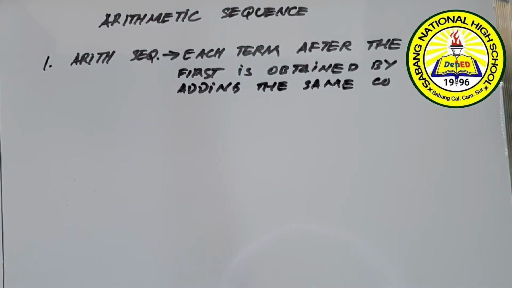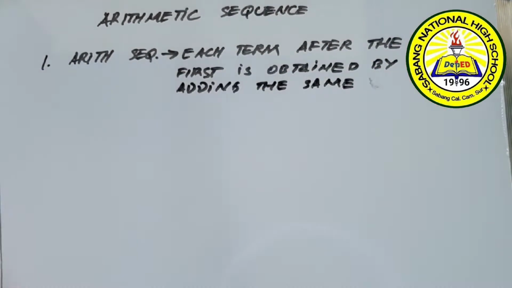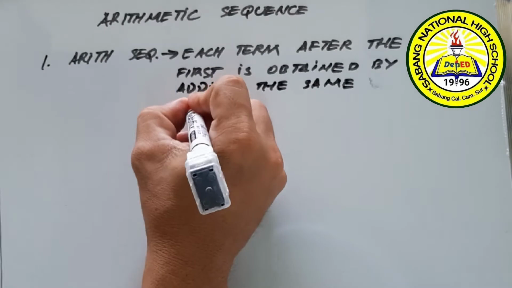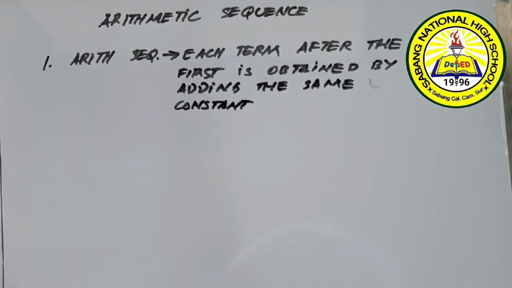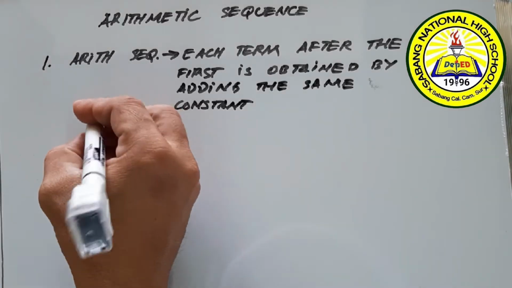Constant. Okay, so constant is a number. It does not change. So in an arithmetic sequence, each term after the first is obtained by adding the same constant. Example for this arithmetic sequence.